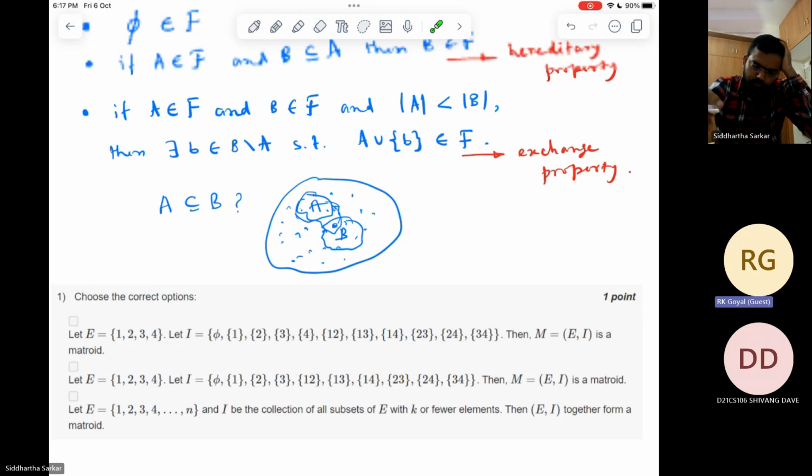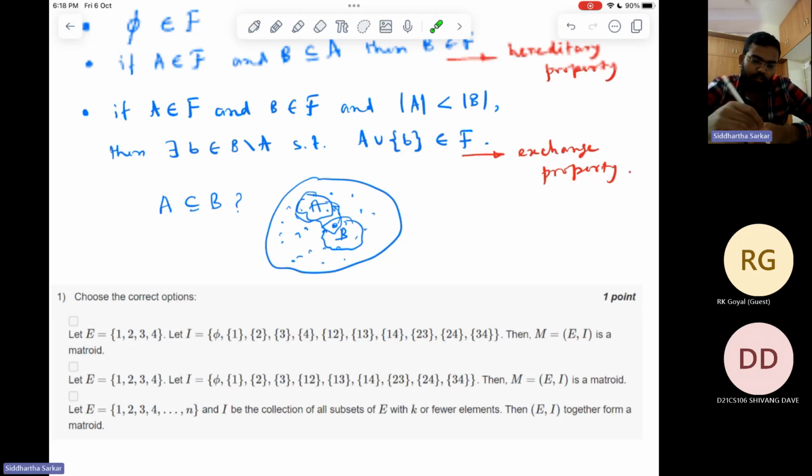But the doubt is in the exchange property, because if I consider K or fewer elements, some of the elements can be merged to result in a bigger set having more than K elements. Because in the exchange property, there is always a possibility of growing the sets.